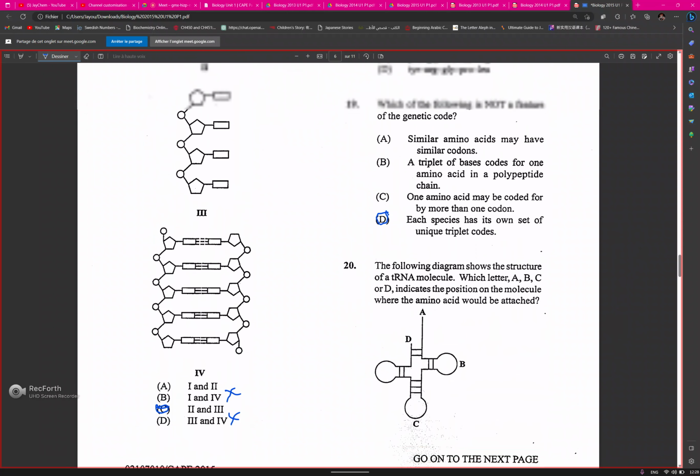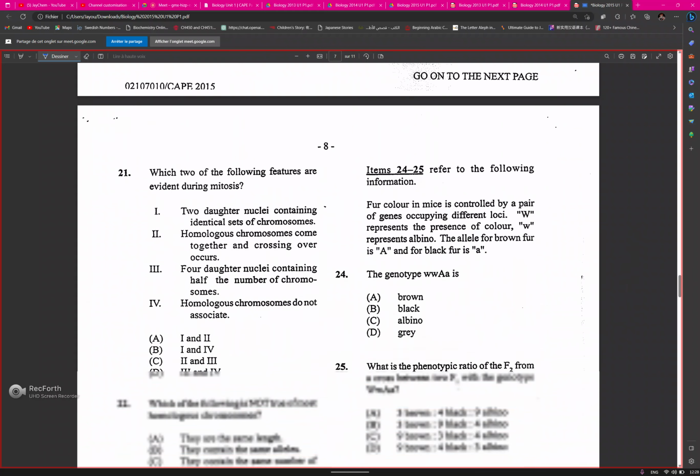Someone asked what was 17. 17, we put C. 20, let's look at that. The following diagram shows the structure of a tRNA molecule. Which letter A, B, C, or D indicates the position on the molecule where the amino acid would be attached? That'll be A. A, beautiful.